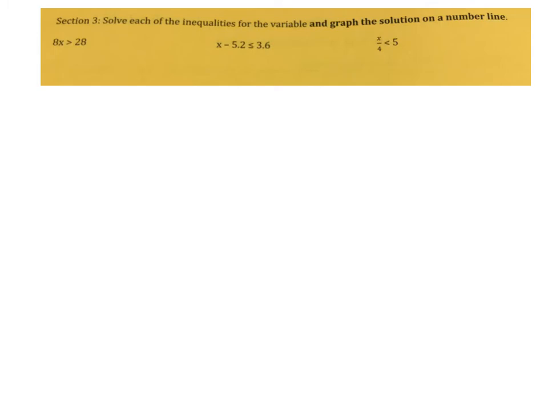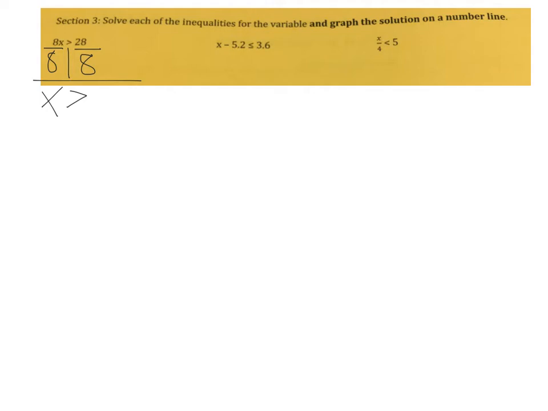All right, so 8 times x is greater than 28. So I'm going to draw my balance. I want to isolate the variable. Well, I see that 8 times x, so I see multiplication. I want to do the inverse, so I'm going to divide by 8. I'm going to divide by 8. So I have x by itself. I'm going to bring the inequality down. Don't write an equal sign because we're not looking at an equation. I'm looking at an inequality.